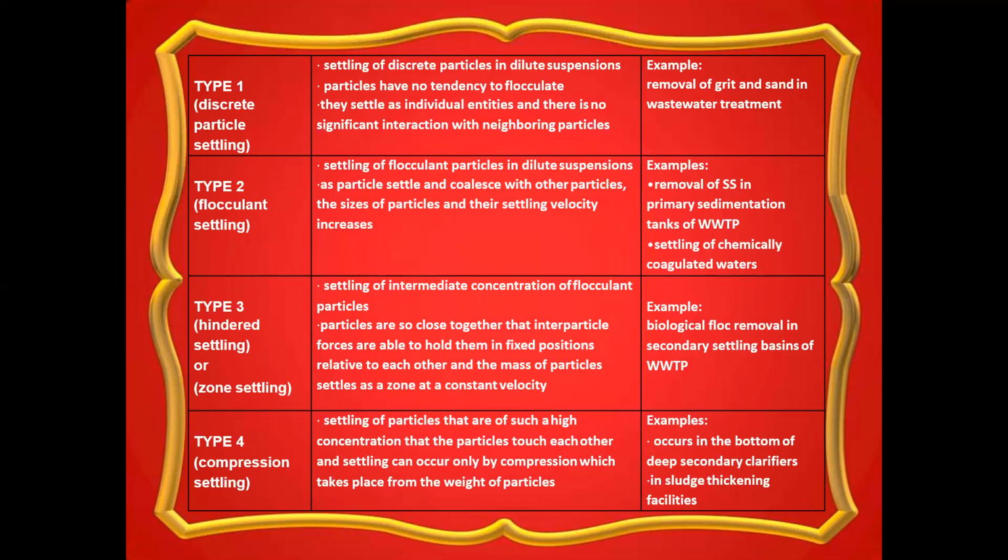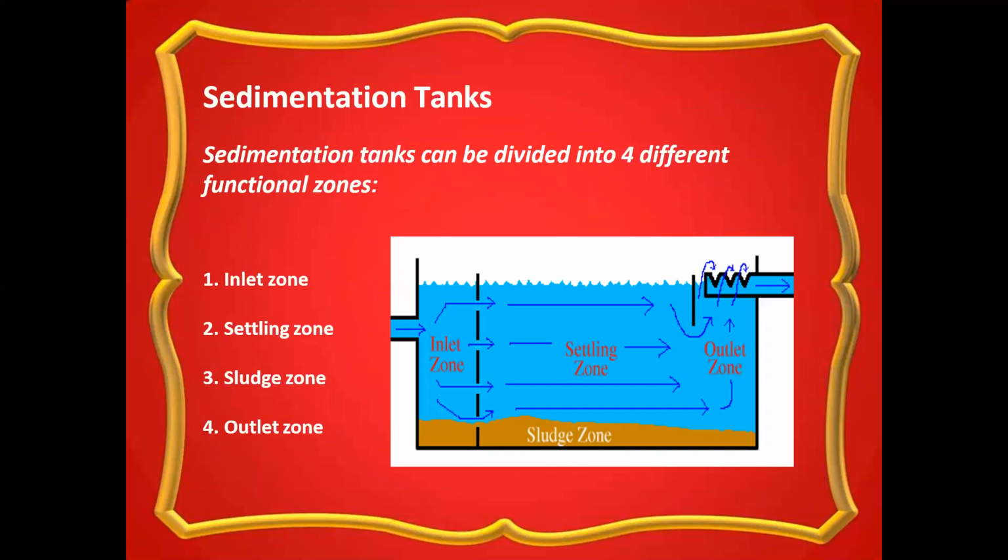Then compression settling is type 4 settling: settling of particles that are of such a high concentration that the particles touch each other, and settling can occur only by compression, which takes place from the weight of the particles. Examples occur at the bottom of deep secondary clarifiers and in sludge thickening facilities. Sedimentation tanks can be divided into 4 different functional groups.